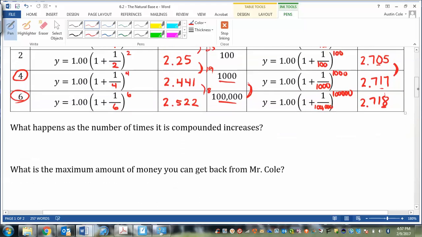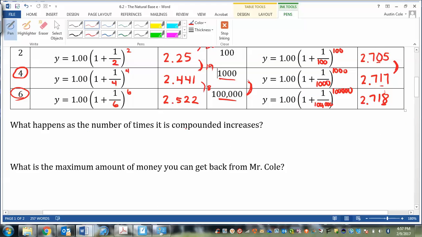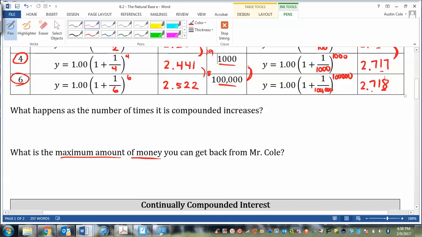Okay, so to answer this question, what happens as the number of times it is compounded increases? Well, we've talked about that. It's going to increase, but the amount that it increases is decreasing. Okay, so it's going to kind of level out. Now, what is the maximum amount of money you will get from Mr. Cole? Well, it looks to be about $2.71. Now, if you want to round it, you could call that 72 cents, maybe, but that's not percent, but cents. So $2.71 or 72 cents. Okay.